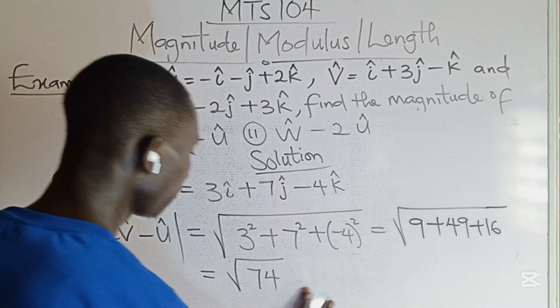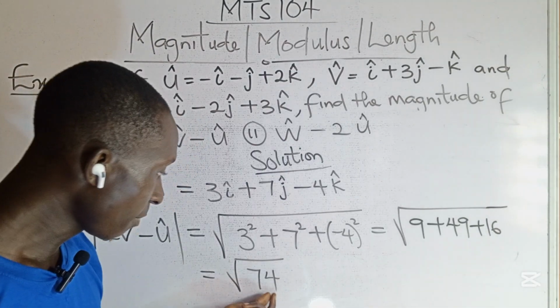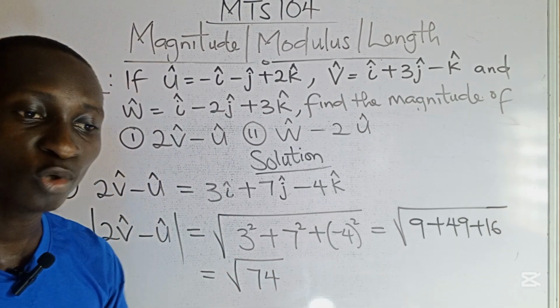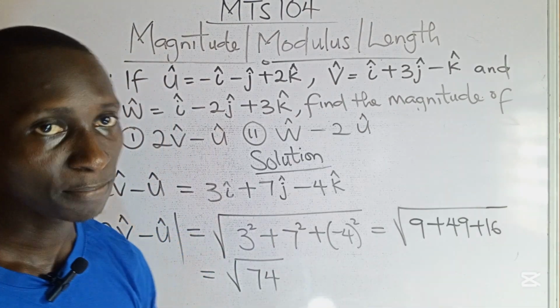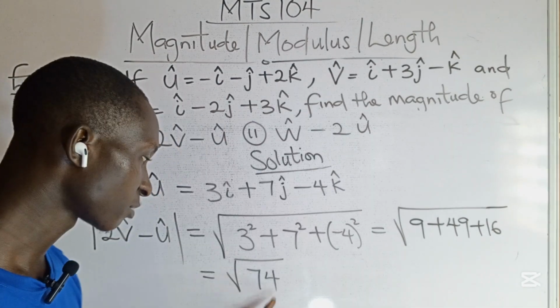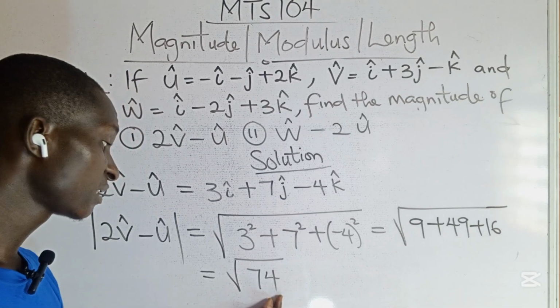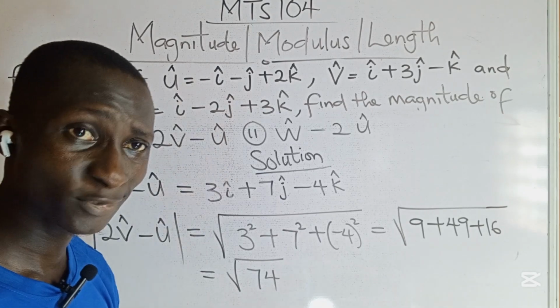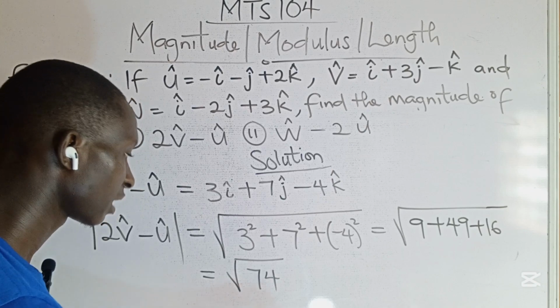Now, don't forget that if you want to simplify a surd, the number under the root has to be the product of two numbers, isn't it, where one of the numbers must be a perfect square? So let's think of that. Do we have any number that we can multiply to get this? Since this 74 cannot be expressed as the product of two numbers where one will be a perfect square, then you can leave your answer this way.